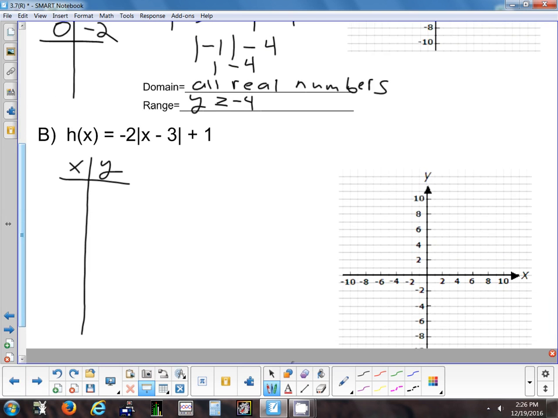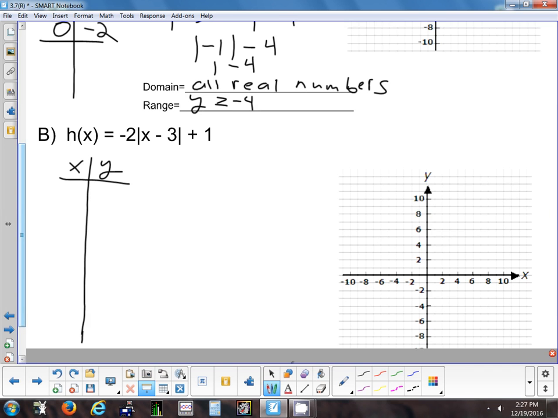Remember you guys said to me how a graph can stretch, get skinnier or narrower? This 2 and this negative are going to cause it to get skinnier or stretch it. We're not going to make you describe that. You just have to follow the same steps.